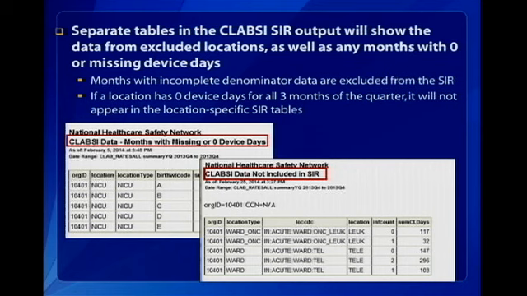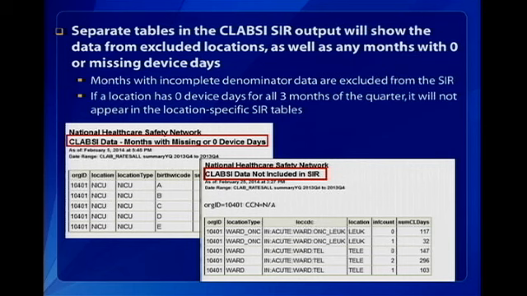And this is an important point for groups. If they're reviewing a facility's data and they notice that a location is not in the SIR table for that facility, it may be that that location was temporarily closed for the quarter. For whatever reason, that location had no patients for the whole quarter. The IP would have gone in and entered 0 for device days, so they did report their data, but they entered 0, so it's not going to go into the SIR, it's just going to go to this bottom table. So make sure to review all the tables in the SIR output and not just the first one.